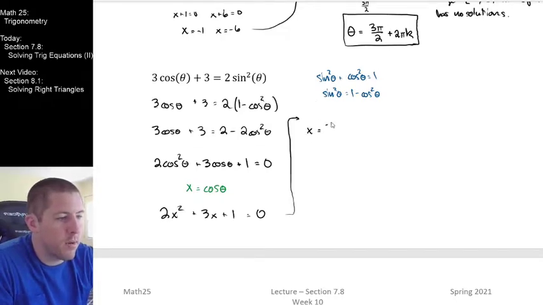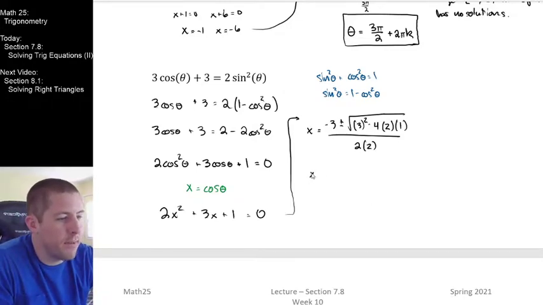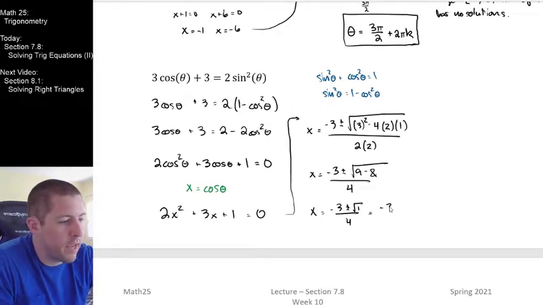X equals, it looks like we're going to get a negative 3 plus or minus square root of b squared minus 4 times a times c, all divided by 2 times a. That's 2 times 2 because a is 2 right there. Let's go ahead and simplify this and see what we get. 9 minus 8, that's pretty convenient, all over 4. X is going to be negative 3 plus or minus square root of 1 over 4. Well, that's just negative 3 plus or minus 1 over 4.